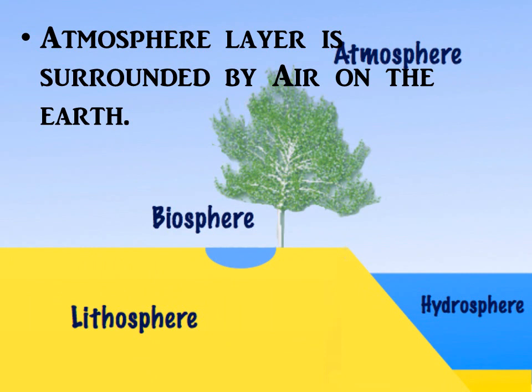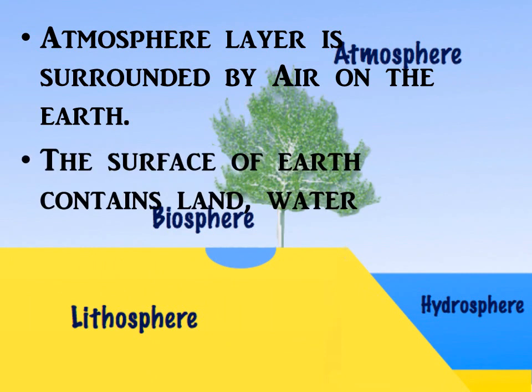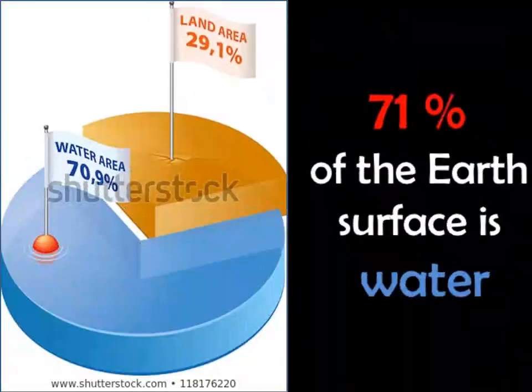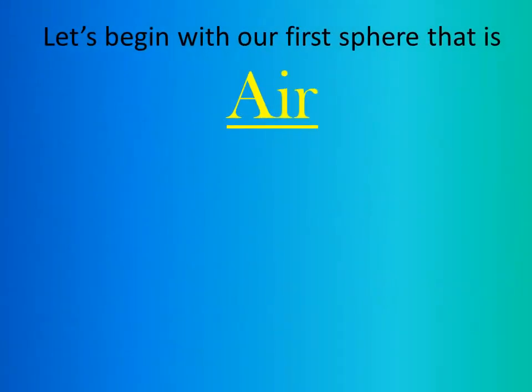The atmosphere layer is the air surrounding the Earth. The surface of Earth contains land and water. How much of the surface is occupied by hydrosphere, that is water, and lithosphere, which is land? Exactly. The largest part of the surface is covered by hydrosphere, that is 71%, and 29% is just land. We fulfill our requirements by these natural components in the form of solid, liquid and gaseous resources. Let's begin with our first sphere, that is air.